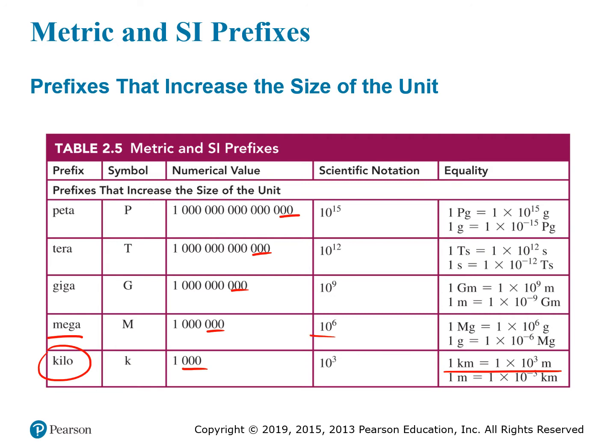million, or 10 to the 6th. So a megagram is 1,000,000 grams. The next one is giga, which means a billion, or 10 to the 9th. So a gigameter is 1,000,000,000 meters. The next two, tera and peta, tera for a trillion and peta for a quadrillion, are much less common. You should still try to remember all of them, but definitely focus on these first three.